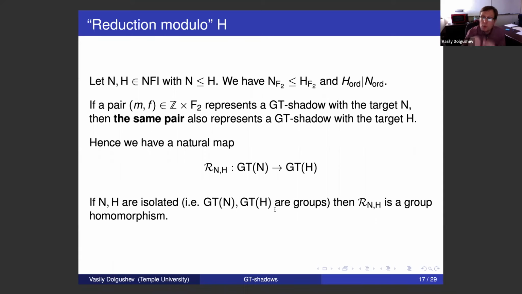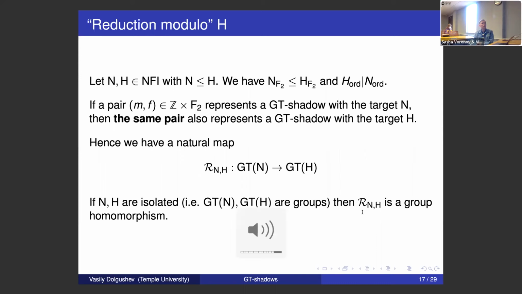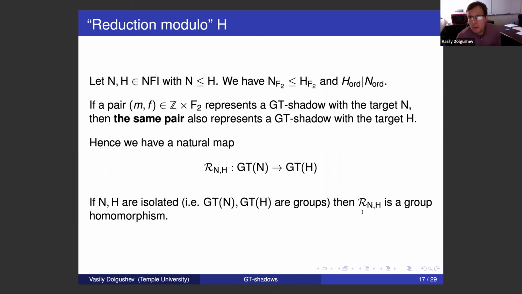The connected components will be groups. Then this reduction is a group homomorphism, and it's important. So will it be a groupoid homomorphism? In principle, a groupoid homomorphism is a functor, right? Exactly. So unfortunately, something can be said, but not.